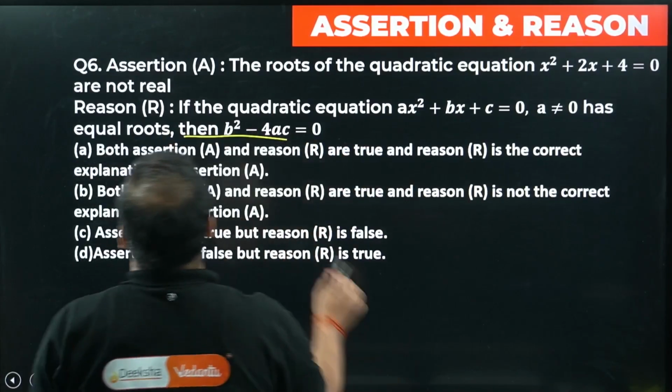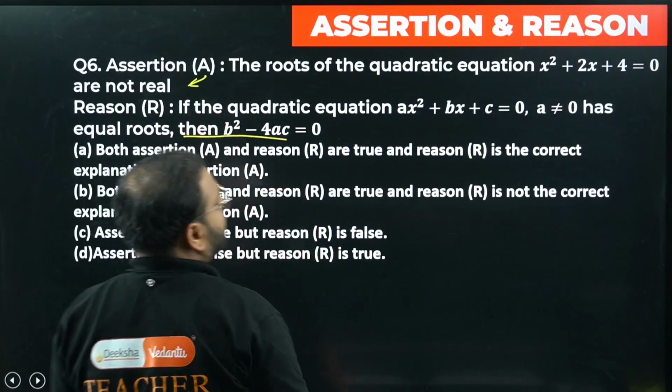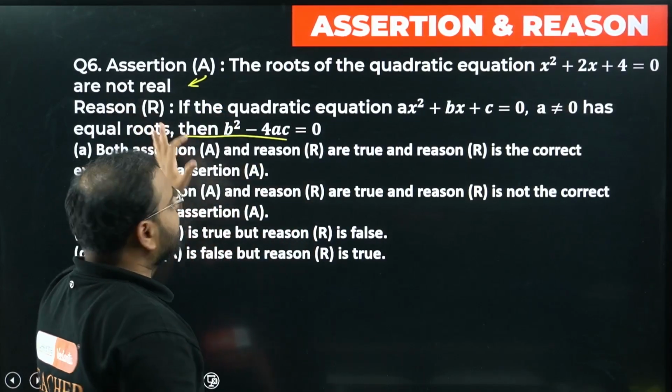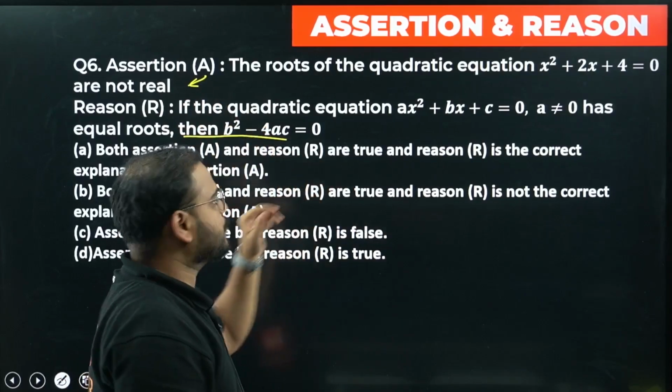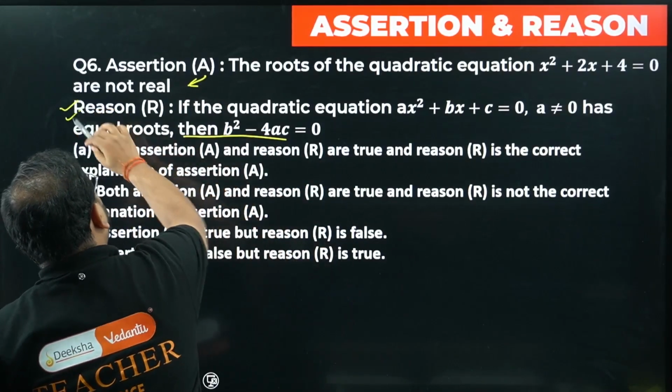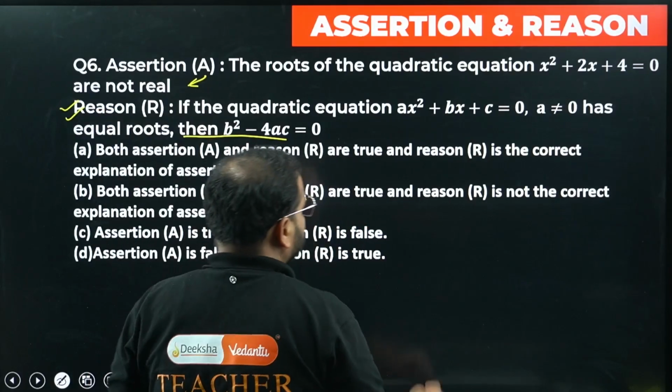But they're talking about not real over here and equal root over here. So first of all, statements 1 and 2 are not related to each other. Even though both of them are true but not related. So reason is true, assertion we have to check. We have to find the D value, right? Check the D value.